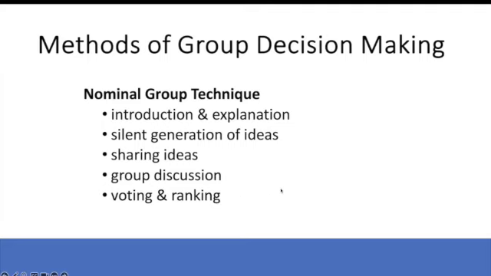So I think the more people you have, the more you might want to use voting and ranking. And the fewer people you have, the easier it is to just use consensus and have people talk until they agree on something, right? All right.